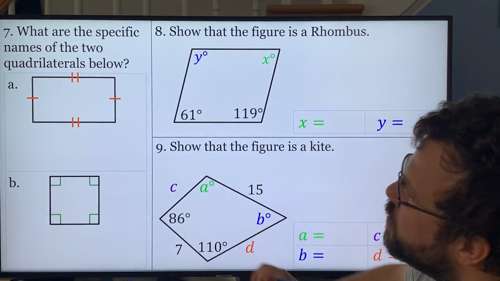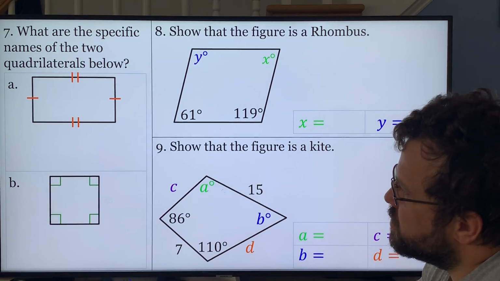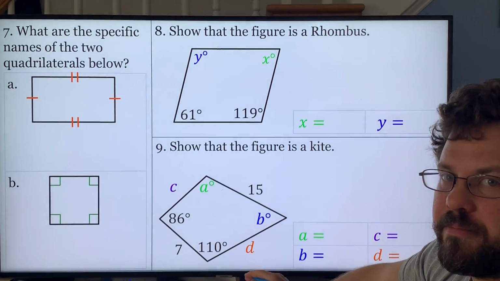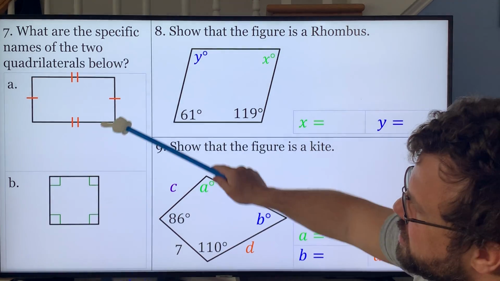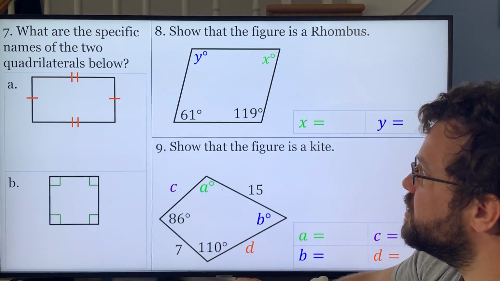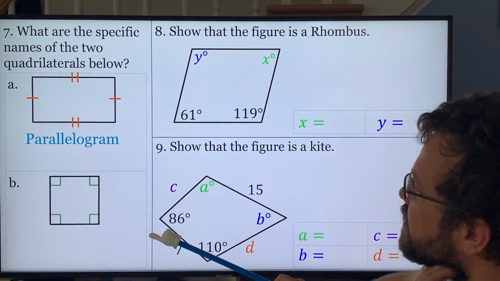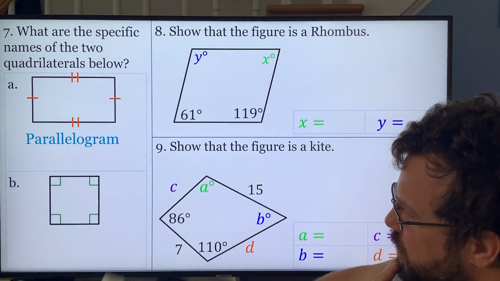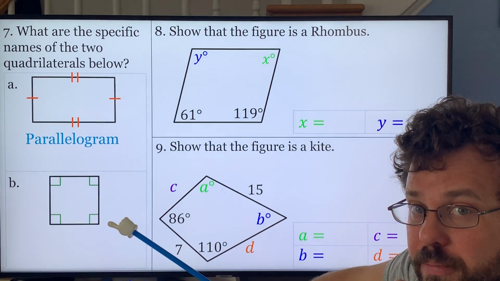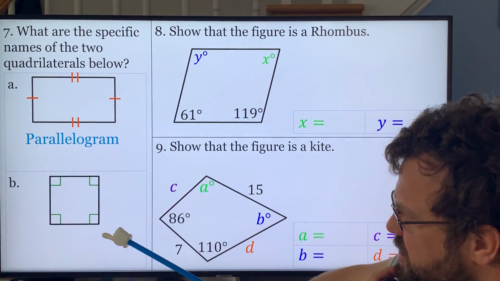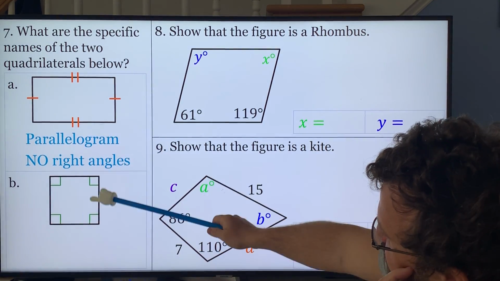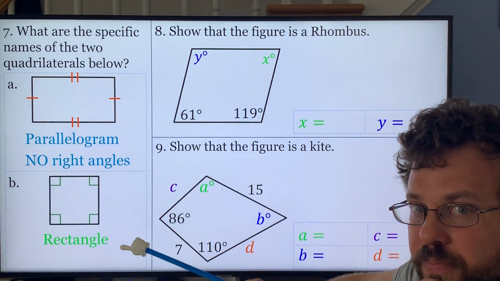All right, number 7. What are the specific names of the two quadrilaterals below? Rectangle, right? No, not a rectangle. Do you see 90-degree angles there? No. So it has to be a parallelogram. With no 90 degrees, it cannot be a rectangle. Oh, all 4 angles are 90, so it has to be a square, right? Does it? Oh, no right angles. It's not a square, it's actually a rectangle.